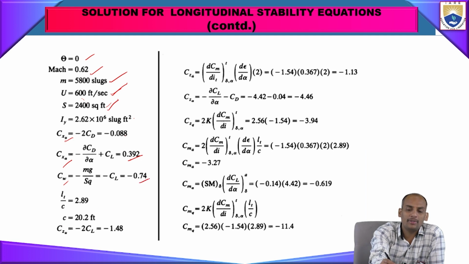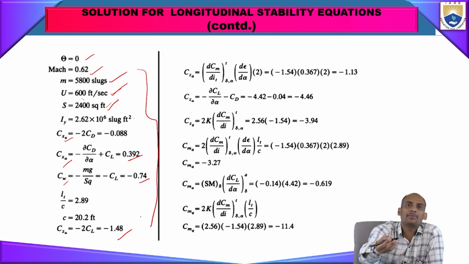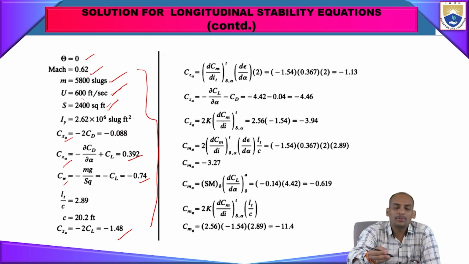And CZU, what is CZU? Already CL we got from here. So CZU is around minus 2 CL. So that value is around 1.48. So we got the values from the data sheet, and the formulation values we already got from the equations. So these are the values we got.